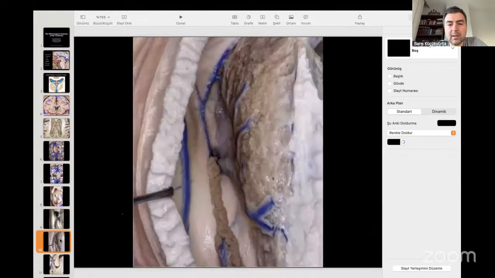So let me pass these. As you see, there's another vein collecting blood both from the caudate nucleus and the septal area. So this vertical vein cannot be trusted. We always need to find this large thalamostriate vein, always lateral to the foramen of Monro.